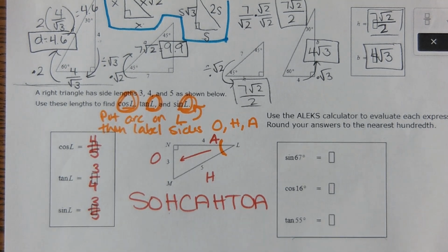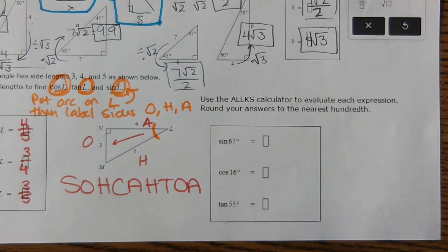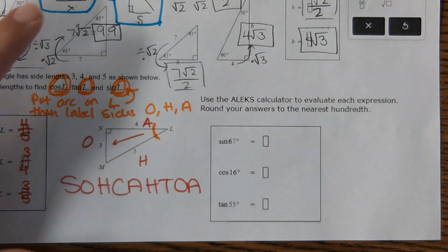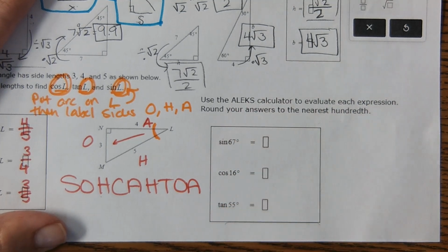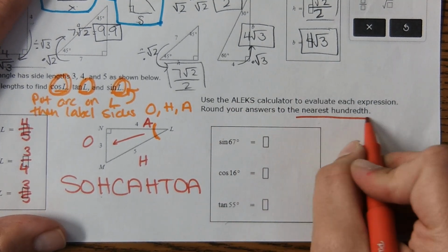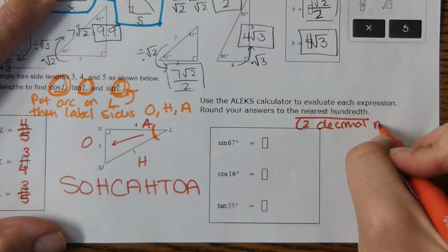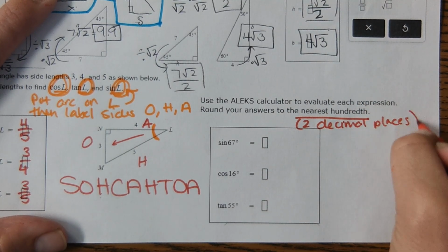Okay, then from here, this is where we bring in the calculator. Just practice using the calculator. This question's on the test. It says use the ALEKS calculator, or this one is fine, to evaluate each expression. Round your answer to the nearest hundredth. Hundredth is 2 decimal places.